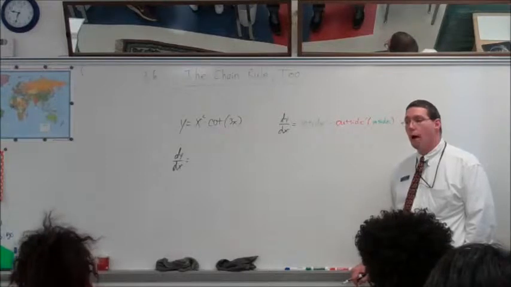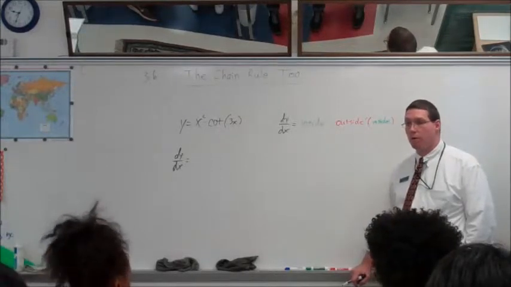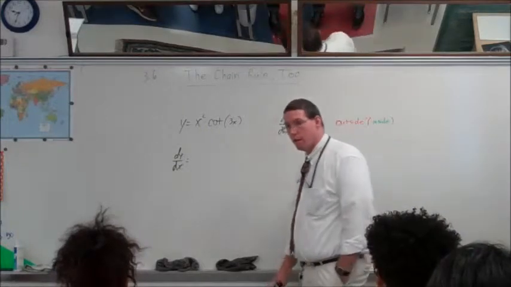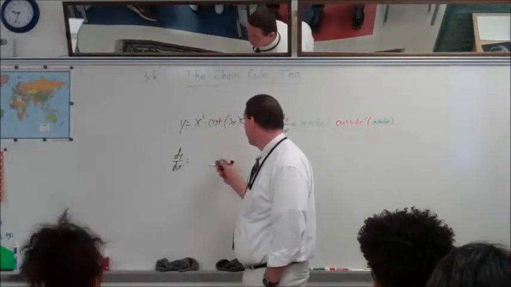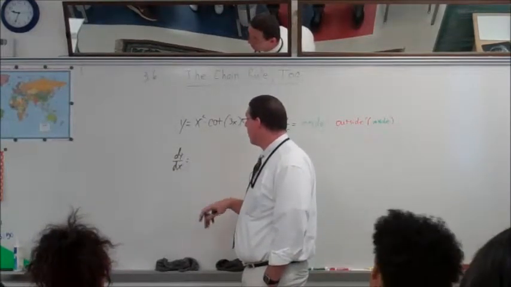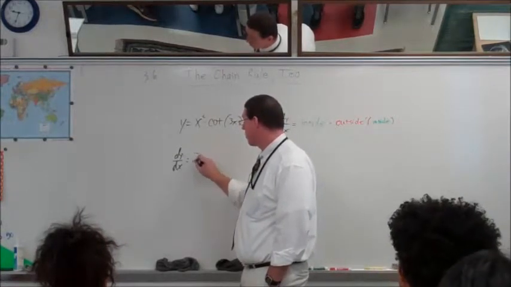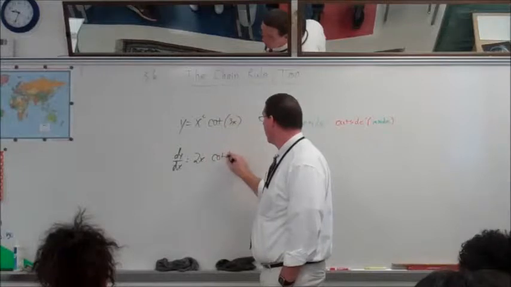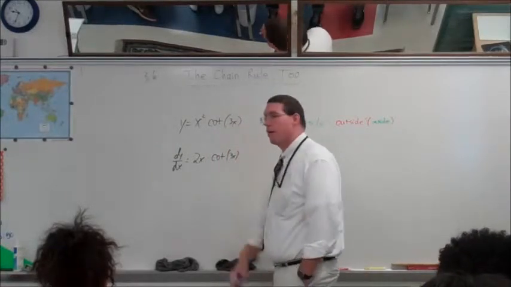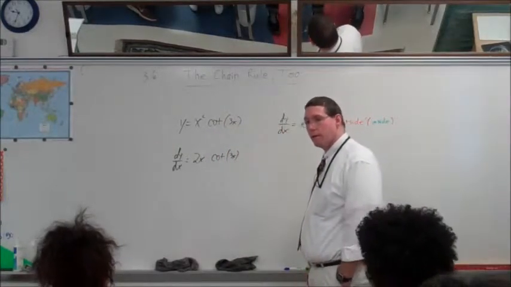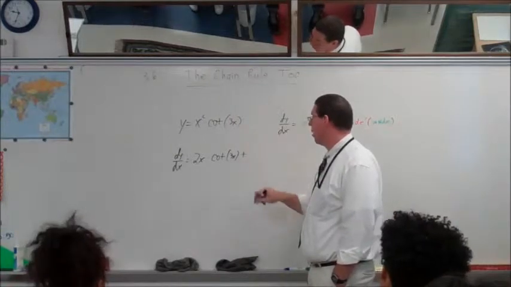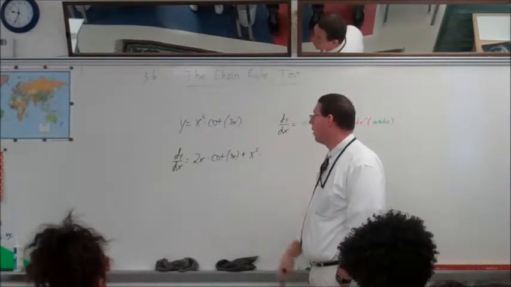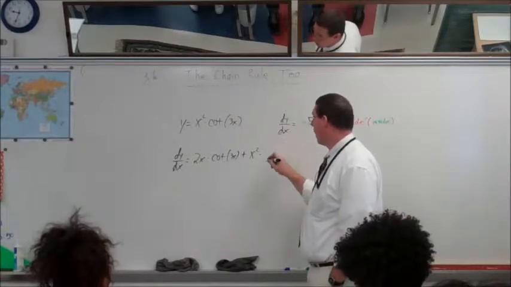How do you start the product rule? The derivative of this, which is 2x, times cotangent of 3x. Okay, we're halfway done. Plus this, x squared. And what's the derivative of that?